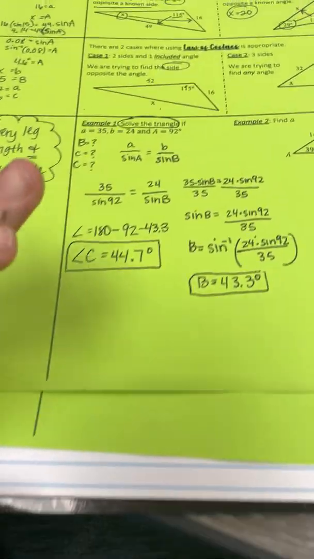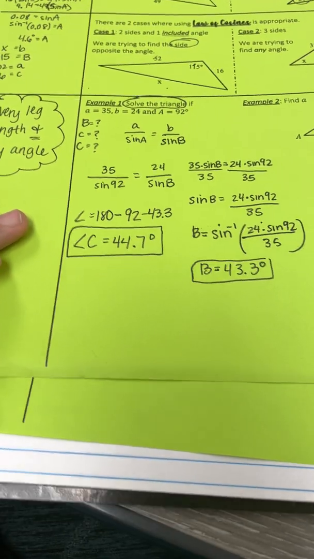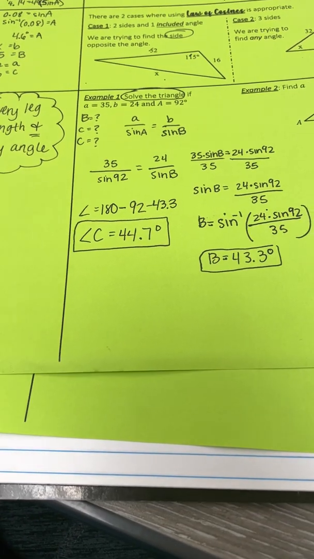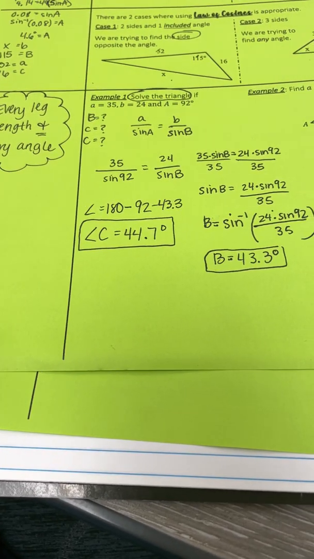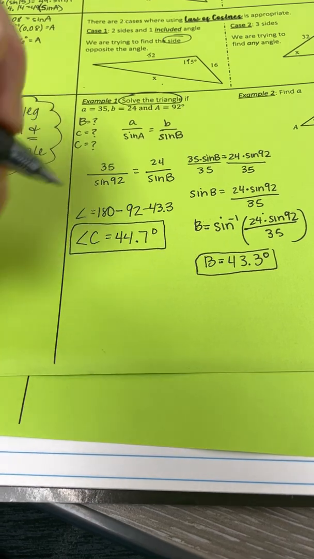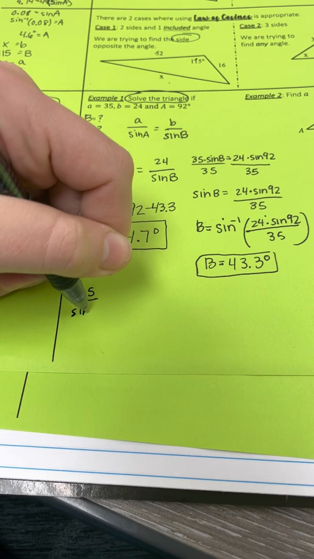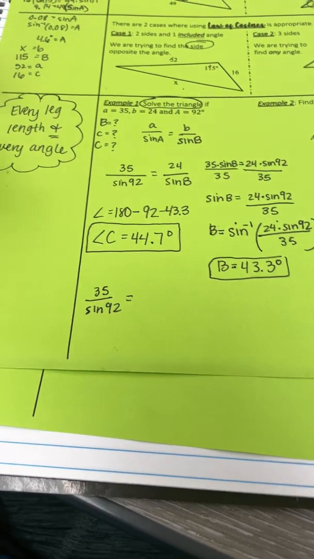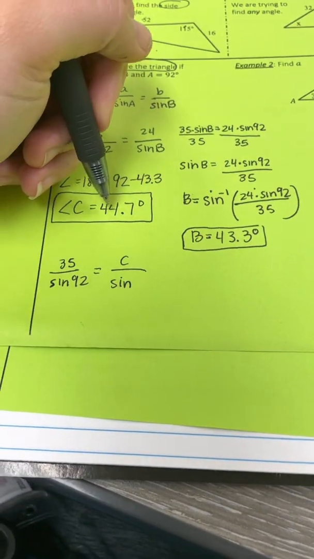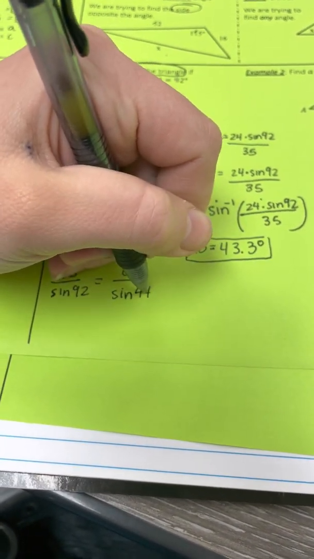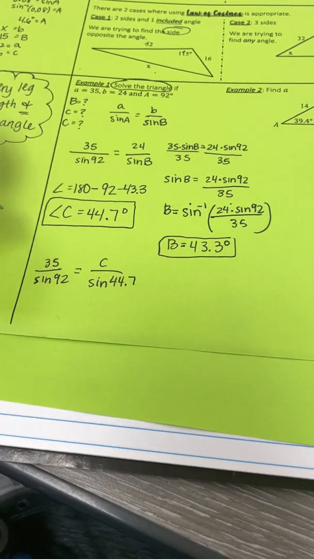All right, now here, again, we have all the angle measures, and we have 2 legs, so we're actually going to use law of sines again to find leg C. We can use b over sine B or a over sine A. We have all the features of both, so it really won't matter. I'm going to use a over sine A again. So we have 35 over sine of 92, and that's going to be equal to C, which we don't have, over sine of the angle measure C, which is 44.7.